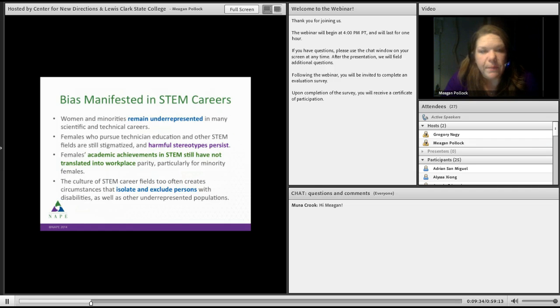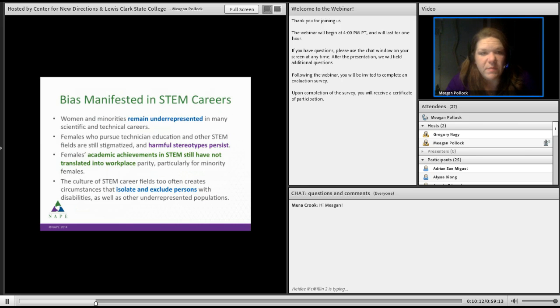So if we look at how bias is manifested within STEM careers, we talk a lot about micromessaging in this framework, because within STEM and non-traditional careers, it becomes really, really clear how these micromessages influence the participation of women and students of color. And so if you look at the statistics, right, we know that women and students of color remain underrepresented in many scientific and technical careers. And then even those females who do pursue technical education and other STEM fields, they're often stigmatized because such harmful stereotypes persist.